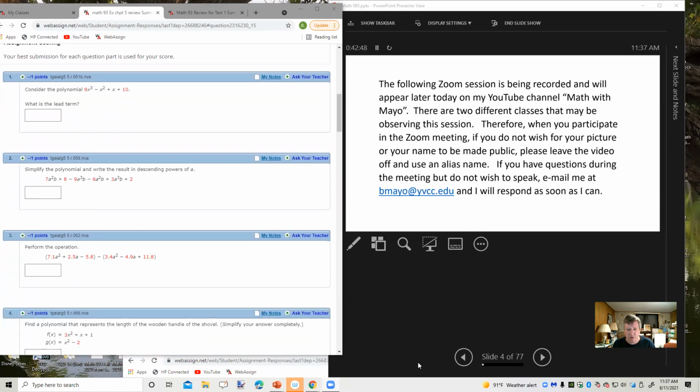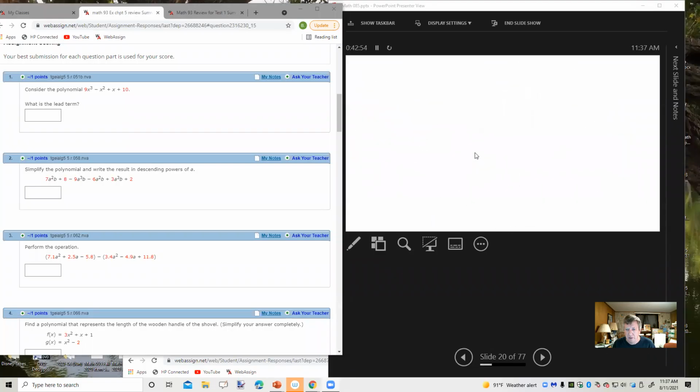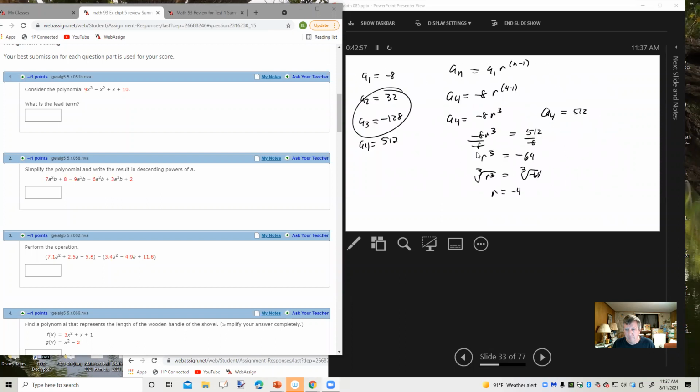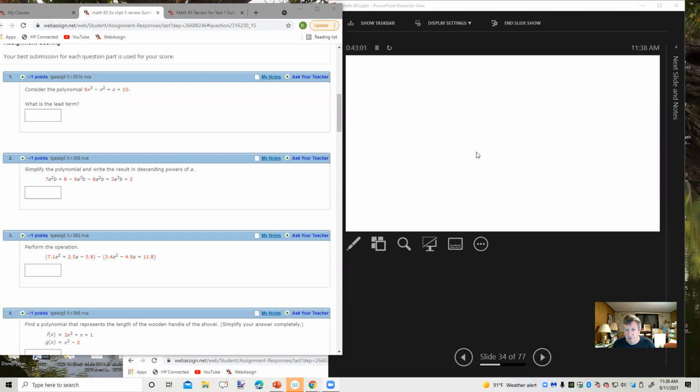Okay, so let's make sure I've got the recording going and the correct screen. Let's get here to where we have a blank screen. There we go. Okay, so let's take a look at this problem from Webassign. Consider the polynomial 9x cubed minus x squared plus x plus 10. It says, what is the lead term?